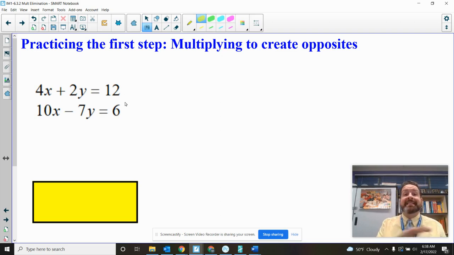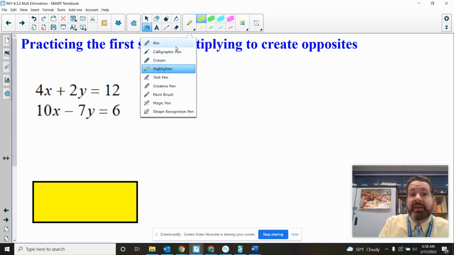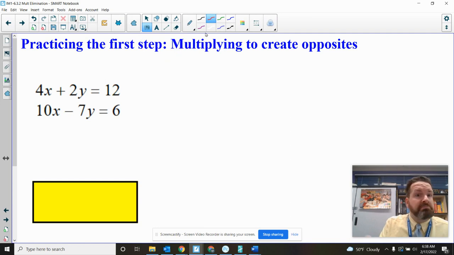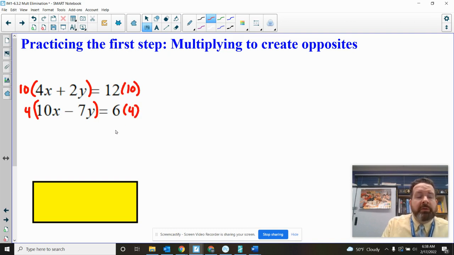Now, if you want to be consistent, if you just want to do the same thing every time that will always work, then eliminate your x's. Multiply the top equation by the bottom coefficient, multiply the bottom equation by the top coefficient, and then do a check just to make sure that you have your signs creating opposites. So in this case, right now I'd have two positives, so I'm going to make one of these negative.